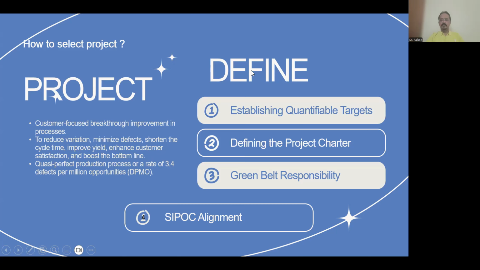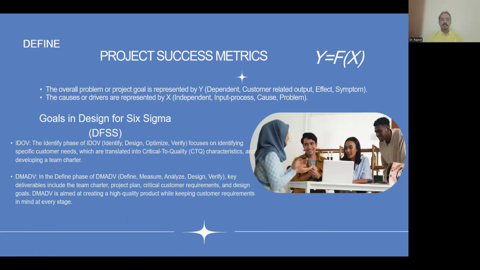See, first, when you select any project, we have to define what quantifiable target you are going to achieve. And you are going to define everything in your project charter. As a green belt, you are responsible for your project charter and bringing the quantifiable target. And SIPOC alignment is very important in the define phase, right? You have to understand what your SIPOC is. And then the project success metrics, as we discussed, Y equals f of X. X is your input and Y is your output, right?